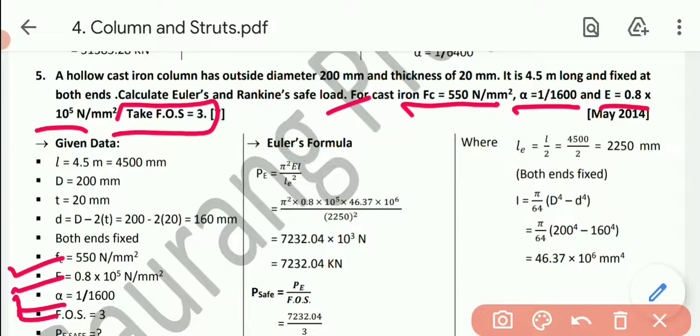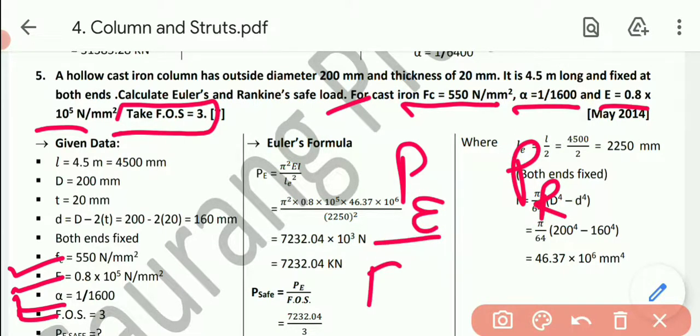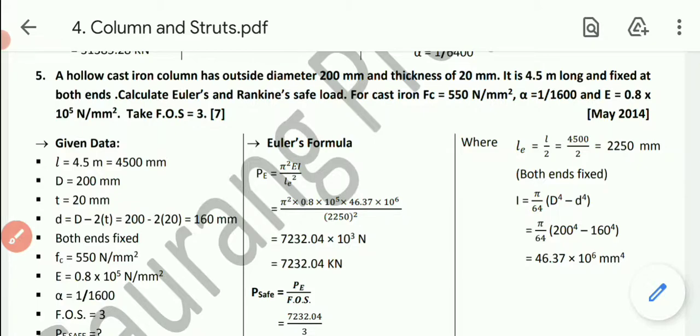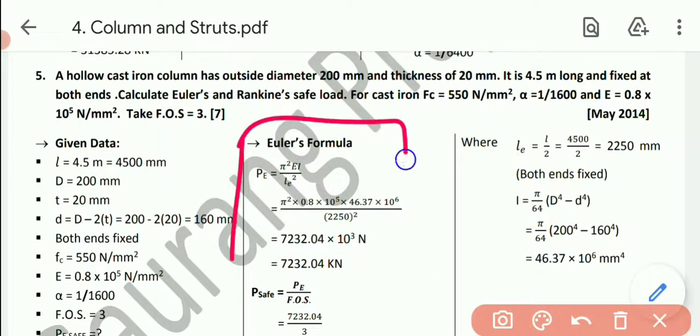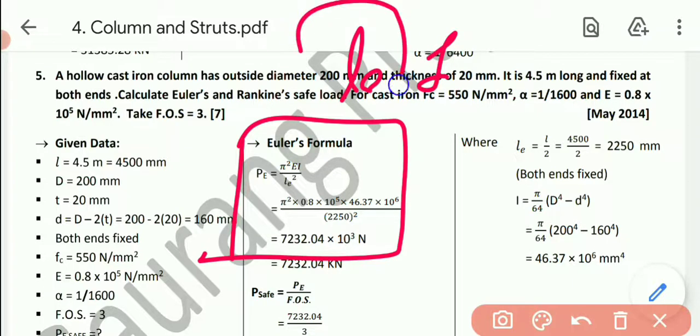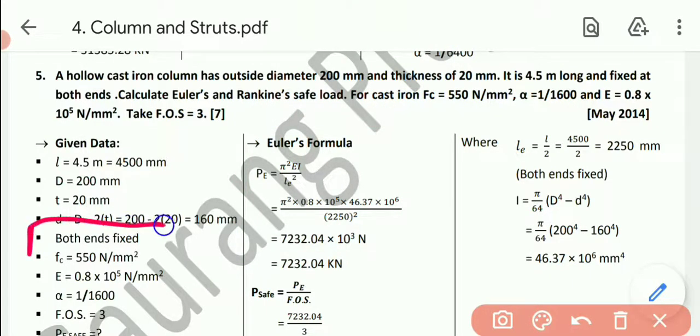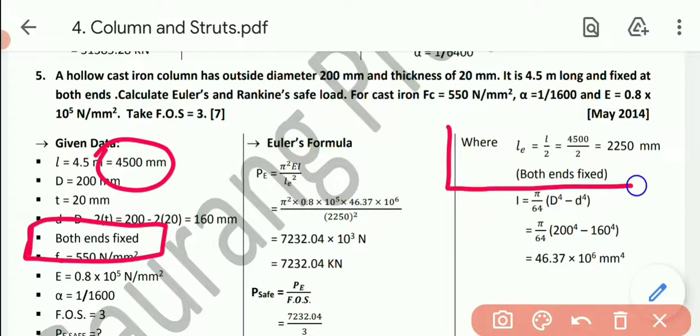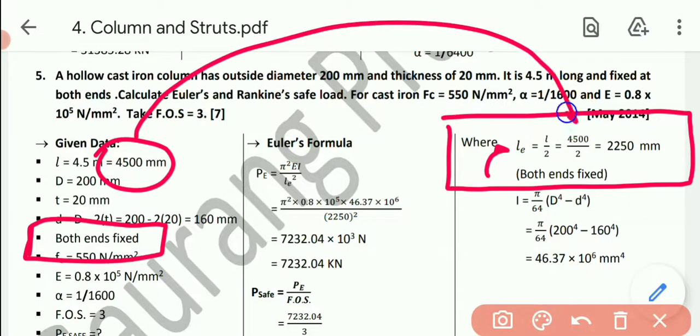We need to calculate safe load in both cases. In case of safe load also, we will calculate the regular loads, that is P and PR, and then we will divide them by the factor of safety. That's the only difference between the two. Now as we all know, for Euler's formula we need two unknowns, LE and I. First LE: both ends are fixed and length is 4500, so LE equals L by 2, 4500 divided by 2, which gives 2250. So the first problem, LE, is solved.